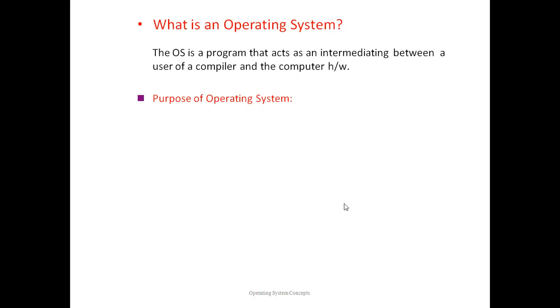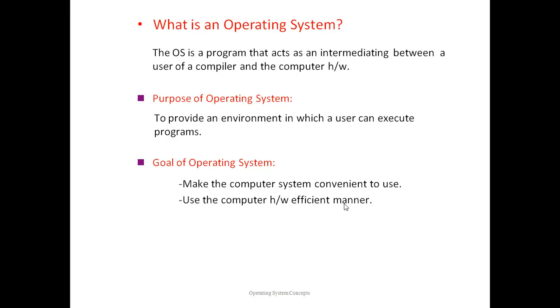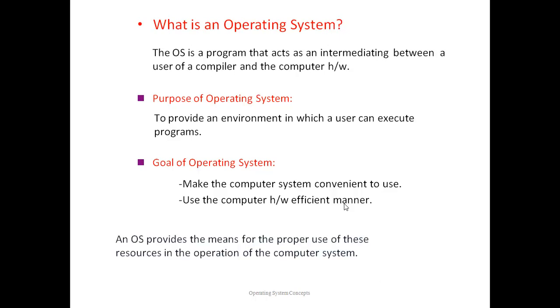Now, what is the purpose of an operating system? To provide an environment in which a user can execute programs. So what is the goal of this operating system? It makes the computer system convenient to use and uses the computer hardware efficiently. The operating system provides the means for proper use of these resources in the operation of the computer system.